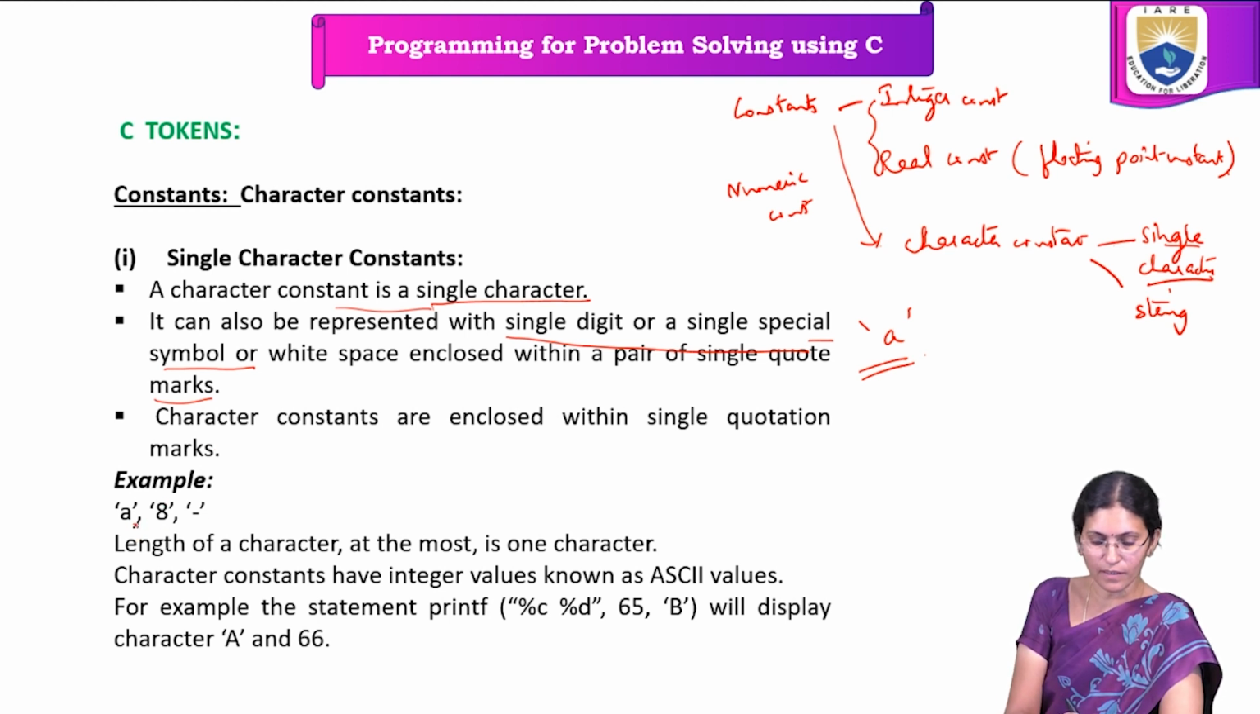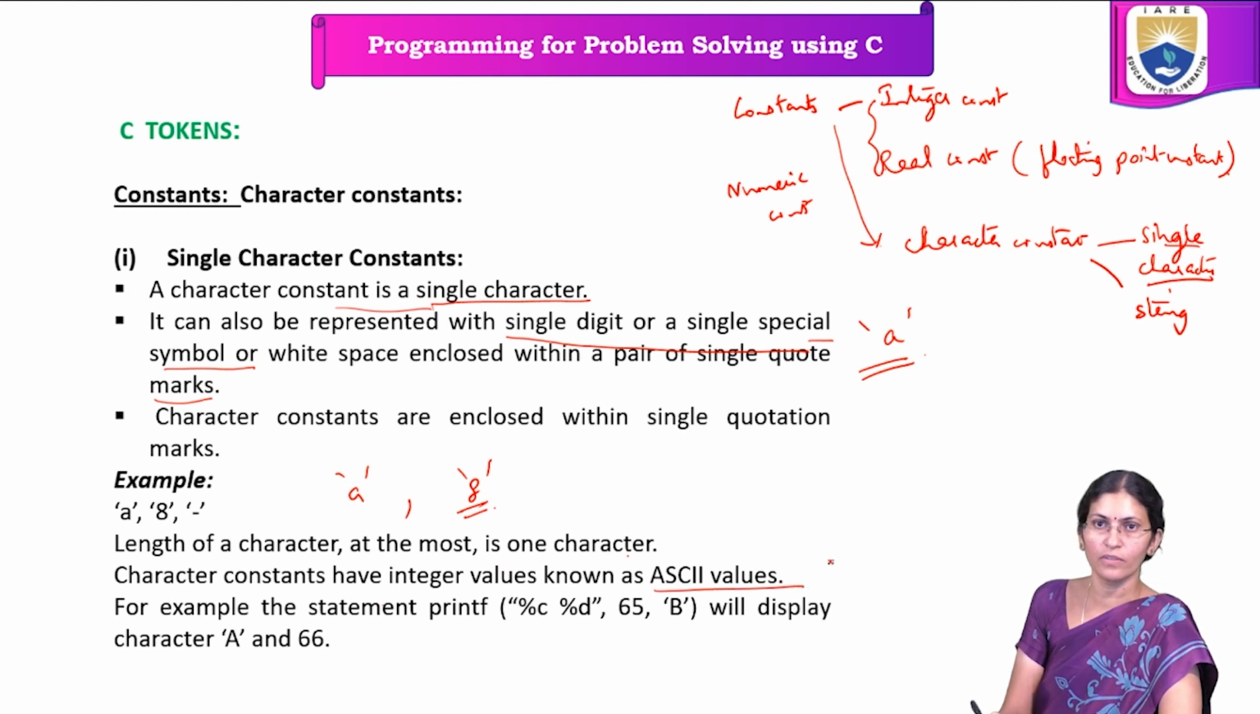So valid examples are 'A' in single quotes. This is also a valid character constant, a single character constant. The length of a character constant is at most one character. Character constants have integer values known as ASCII values. For example, if we write the statement printf %c and %d, comma 65, comma 'B'.